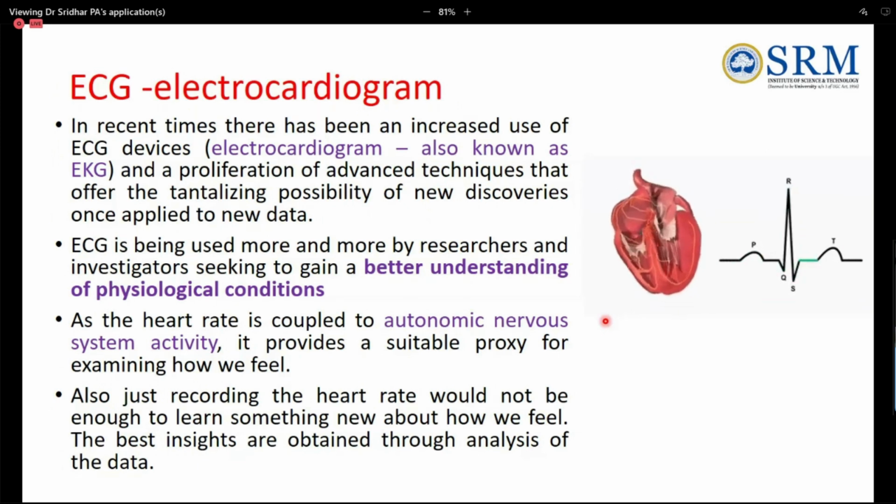you can still see how many papers are being published, how many reports, or how many devices have come out to understand this physiological condition. So it means that there is still a possibility of new discoveries once you try to understand. So what happens at this point is how we are identifying these understandings by extracting the information.